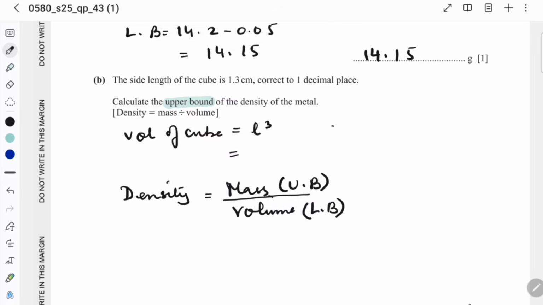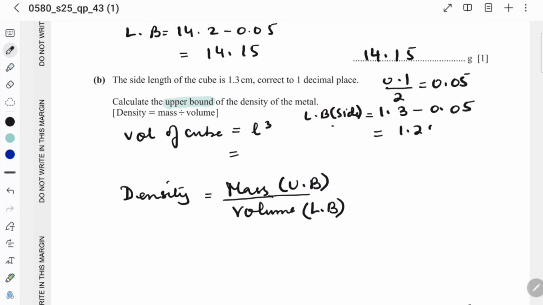So what do we do? 0.1 upon 2 is equals to 0.05. So 1.3, the lower bound of the side, is equals to 1.3 minus 0.05. So that is the lower bound of the length of the side. Okay, so that is equals to 1.25. So the volume of the cube is equals to 1.25 cube.